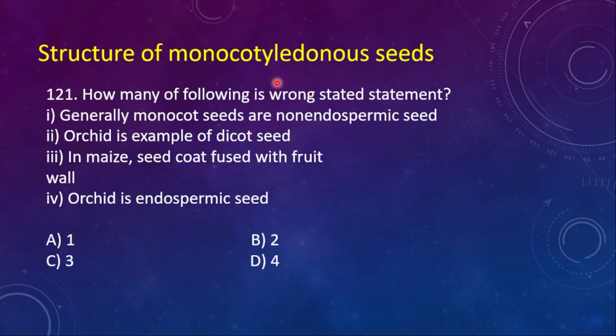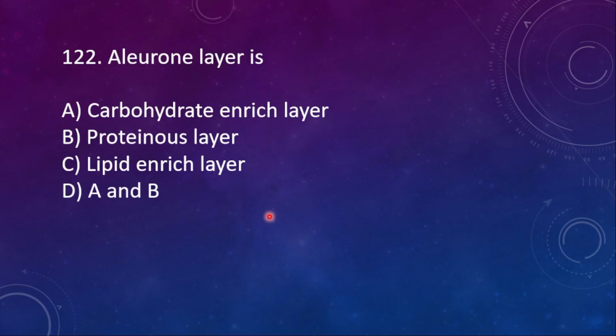Next, structure of monocotyledonous seeds. 121. How many of following is a wrongly stated statement? 1. Generally monocot seeds are non-endospermic seed. 2. Orchid is example of dicot seed. 3. In maize, seed coat fuses with fruit wall. 4th, orchid is endospermic seed, and then right option is 3 are correct. 3 are wrong.